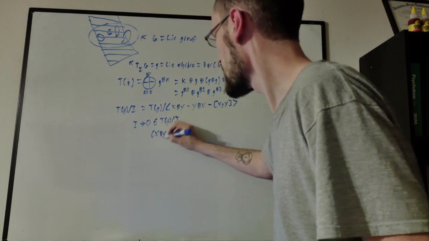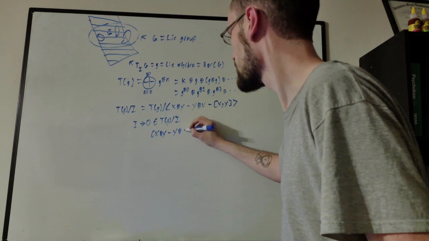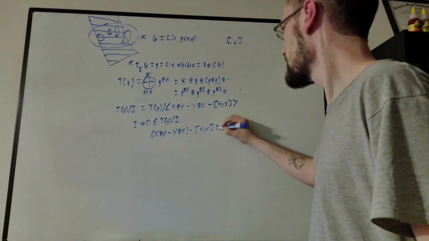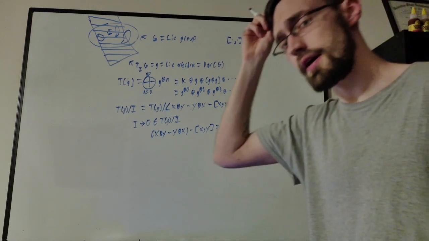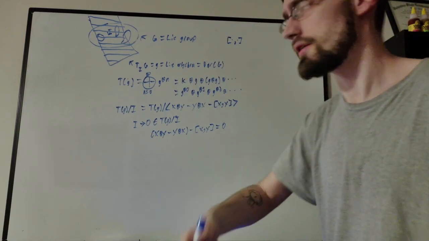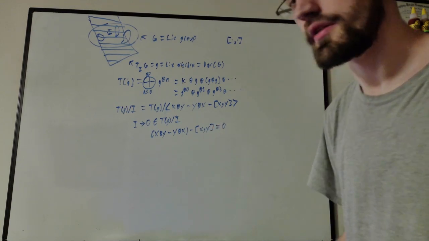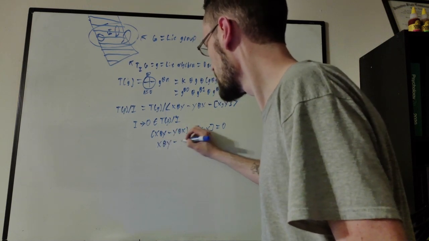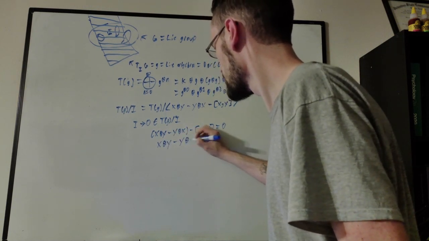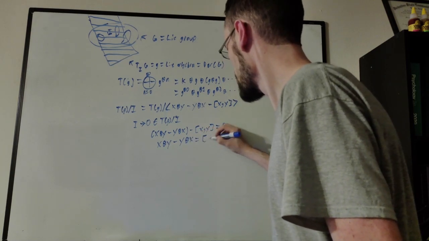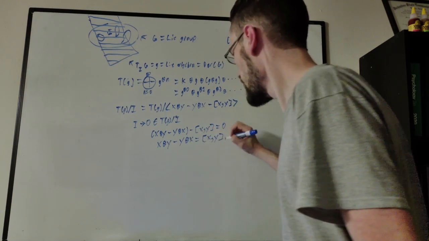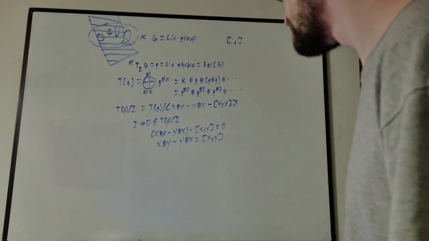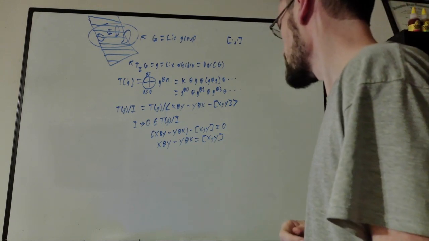X tensored with y minus y tensored with x minus the Lie bracket is equal to 0. And so now we can define the Lie product, the Lie bracket, in terms of the tensor product difference here. So we have x tensored with y minus y tensored with x equals the Lie bracket. And this is a generalization of the canonical commutation relation in quantum mechanics. Okay, so that's pretty nice.